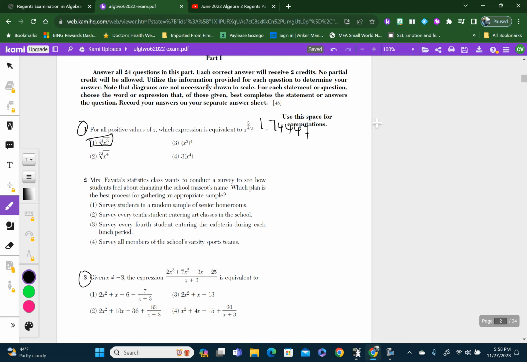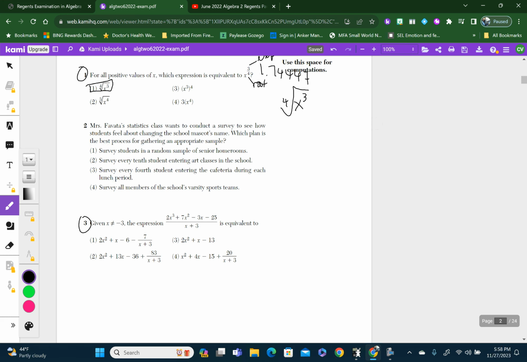So the top number is my exponent. The bottom number is my root. Okay, so I'm going to write x to the third power because that's my exponent and it's the 4th root. Roots bottom left, top right. That's what we learned. Okay.